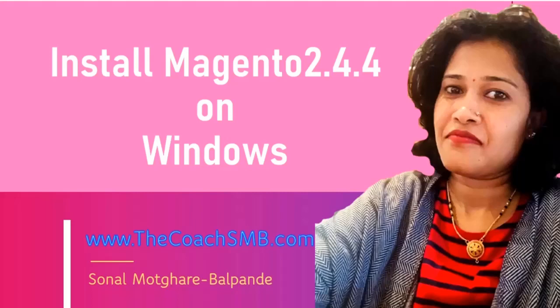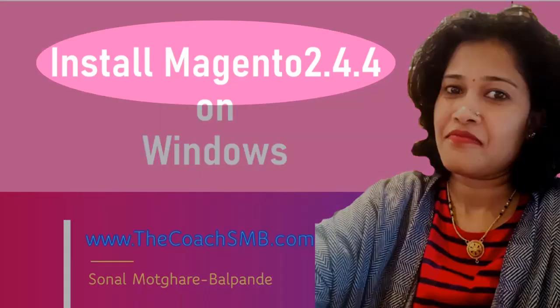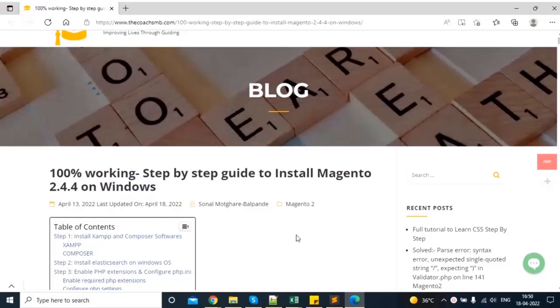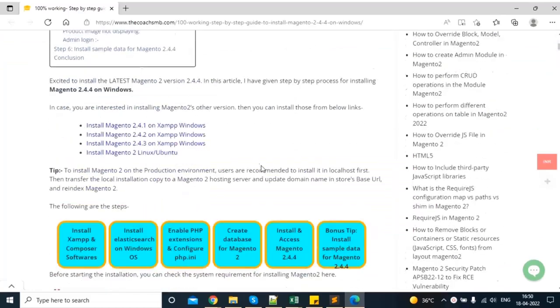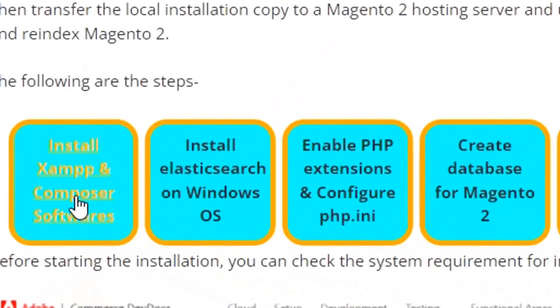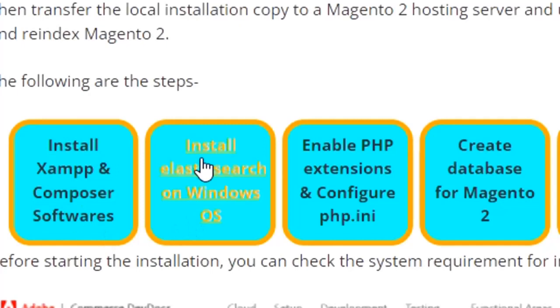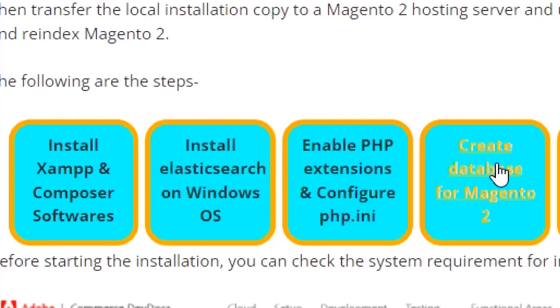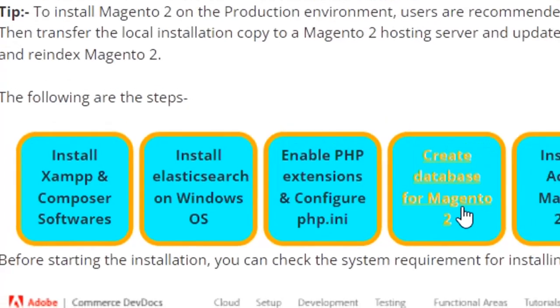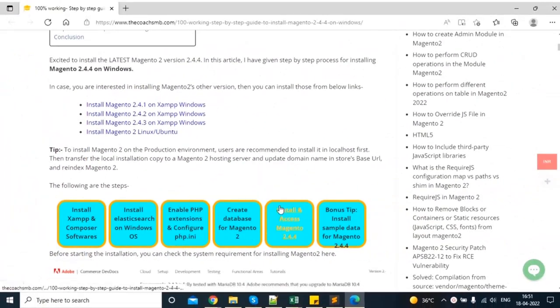Hey friends, in this video we are going to learn how to install Magento 2.4.4 on Windows. I have divided this installation into 5 simple steps. First is install Xampp and Composer. Second is install Elasticsearch on Windows. Third, enable PHP extensions and configure php.ini file. Fourth one is to create database for Magento 2. And then the fifth is to install and access the Magento site.